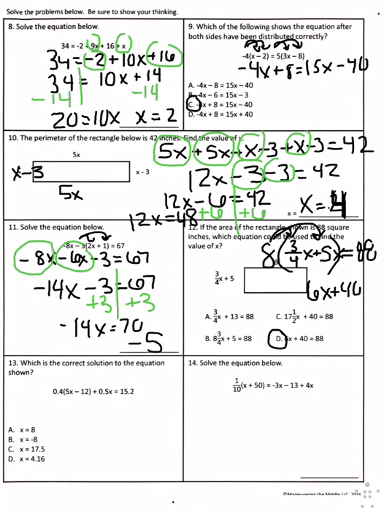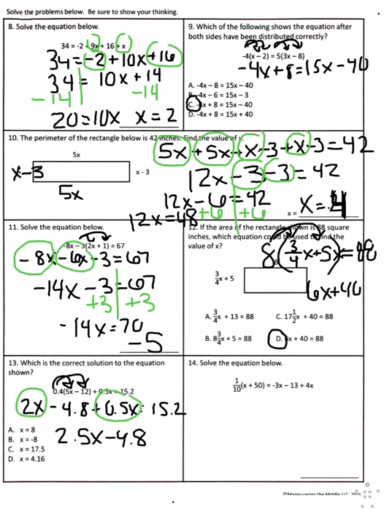Number 13, which is the correct solution to the equation shown? Again, we distribute first. 0.4 times 5 is going to give us 2, so that's a 2x. 0.4 times negative 12 is going to give us a negative 4.8. Plus 0.5x equals 15.2. We continue to combine like terms by combining the 2x plus the 0.5x. 2 plus 0.5 is 2.5. I bring down the negative 4.8 and the 15.2.